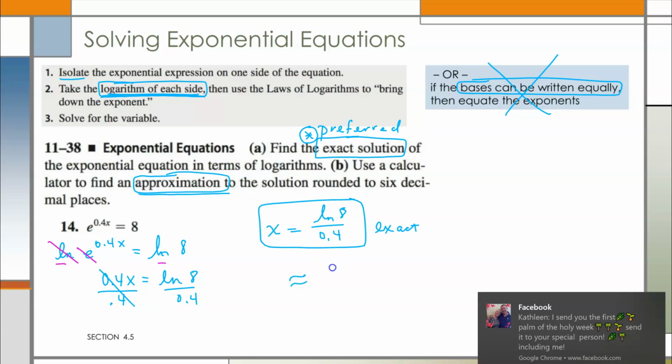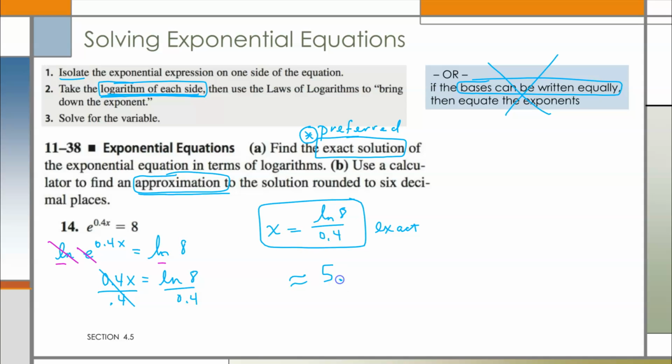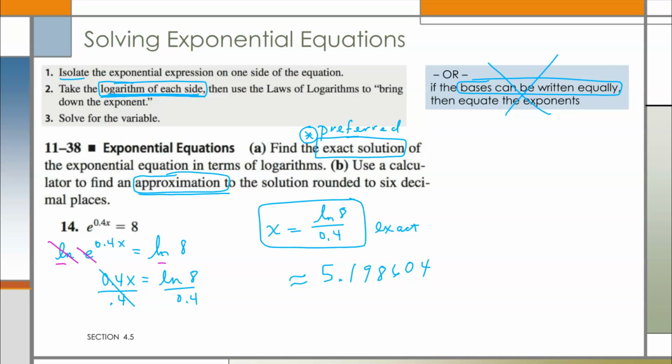Okay, so we're looking at 5.198604. Okay, let's go to our next example, which there isn't one. That was the end of part 1.